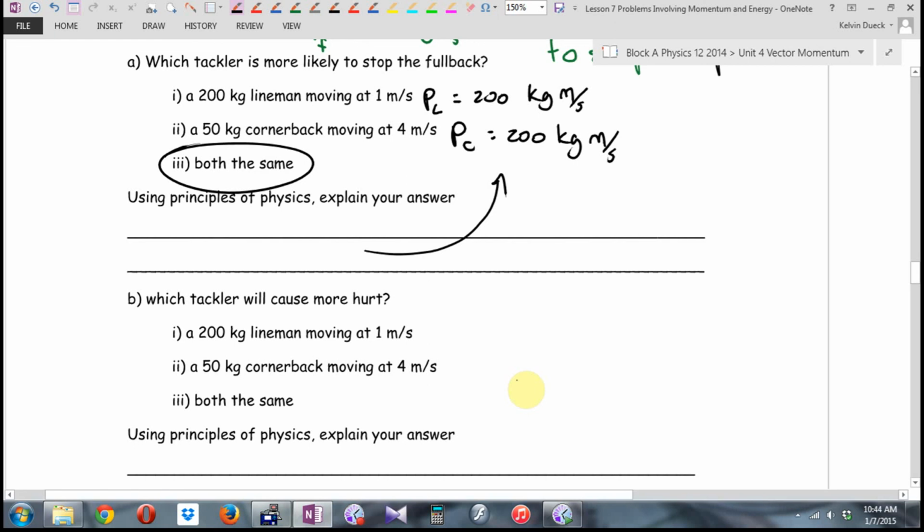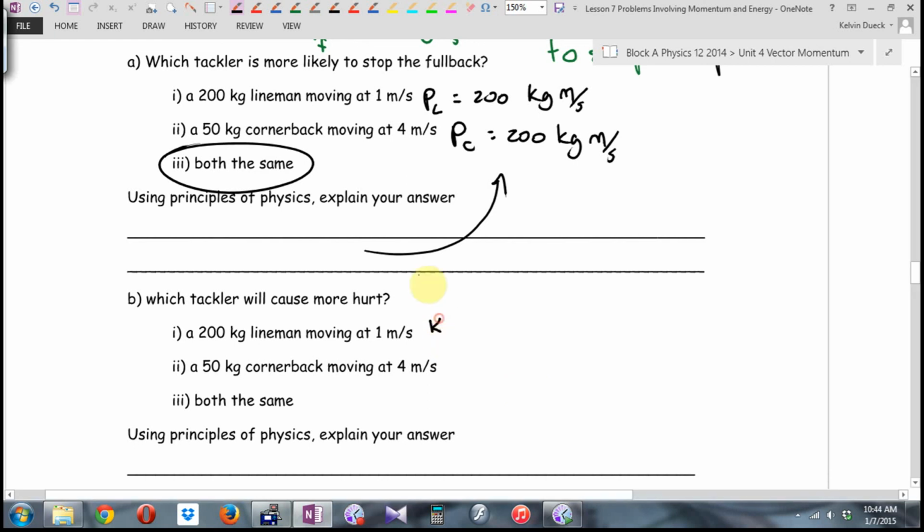Think about some of the biggest hits that you've seen. What positions deliver them? Linebacker, cornerback, safeties, the smaller guys, not the bigger guys. Why? Well, Rachel, you're right. Hurt is not momentum. Hurt is how much energy you have to absorb. So now what we want to ask is, even though these guys have the same momentum, who has the most kinetic energy?